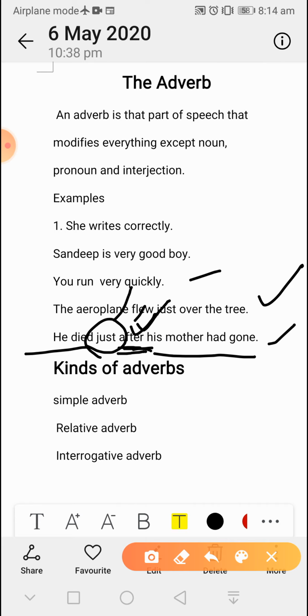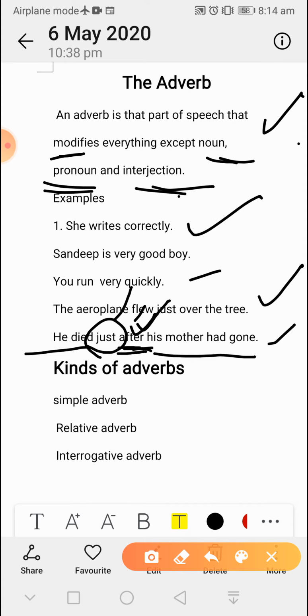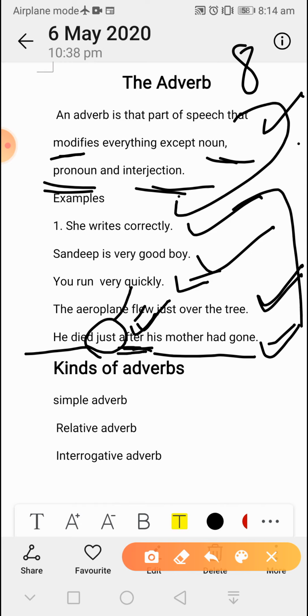So I hope this definition is quite clear to you, that an adverb is that part of speech that modifies everything, means every part of speech except these three: noun, pronoun and interjection. Because see, verb, adjective, adverb, preposition and conjunction. In total there are 8 parts of speech, and except these 3 it can describe 5 parts of speech.